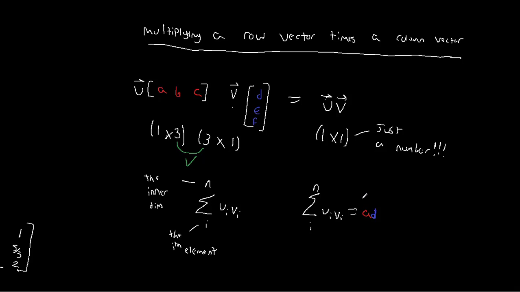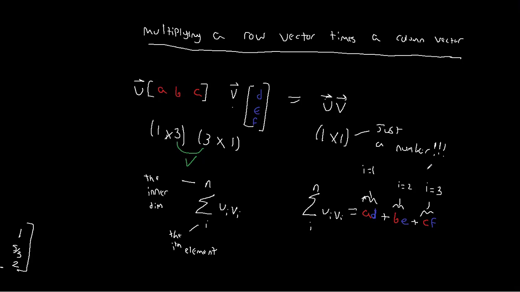This piece right here is when i equals 1. And because we're summing, we're adding to that. When i equals 2, it's going to be b times the second element of the column vector, which is e. This piece right here is i equals 2, and then we're adding, because this is the summation. When i equals 3, we have c, which is the third element of the row vector, times the third element of the column vector, which is f. So this piece right here is i equals 3.